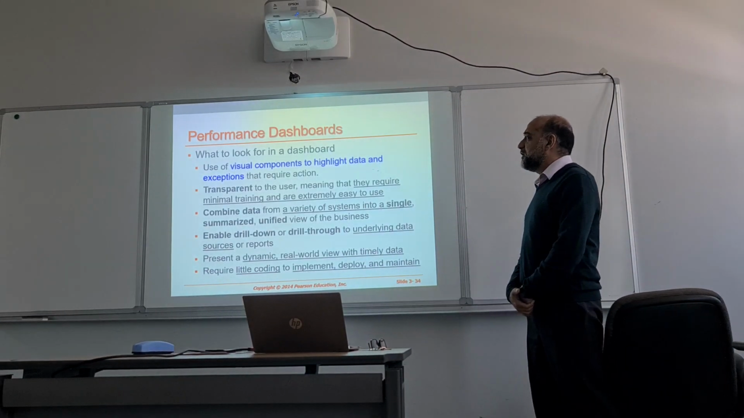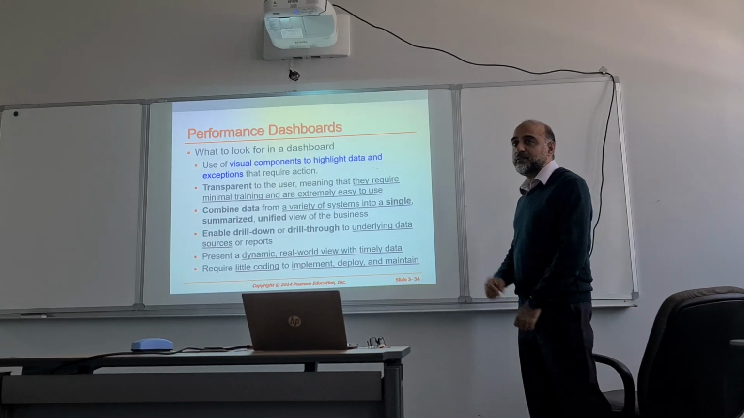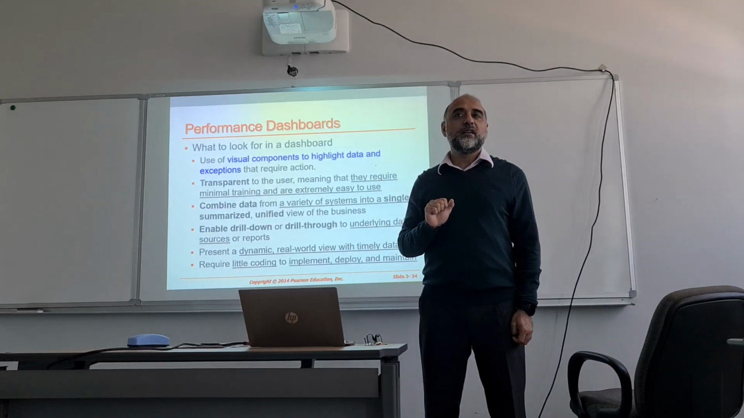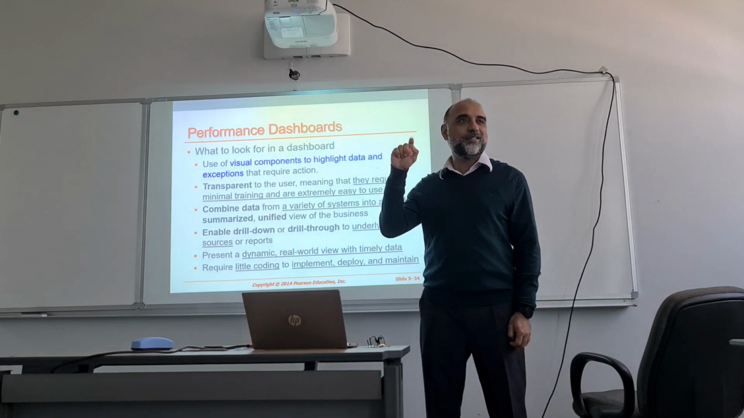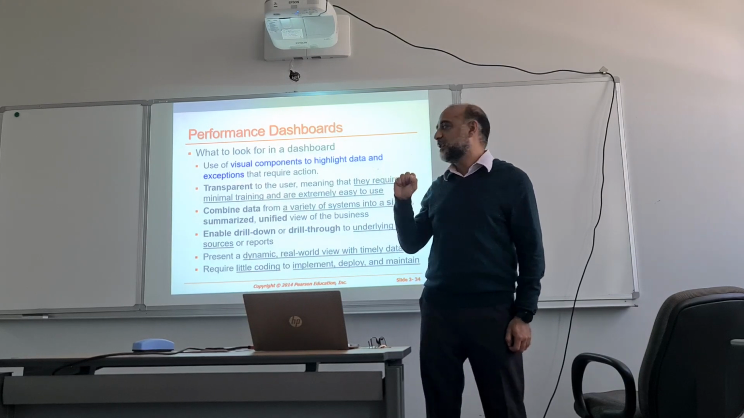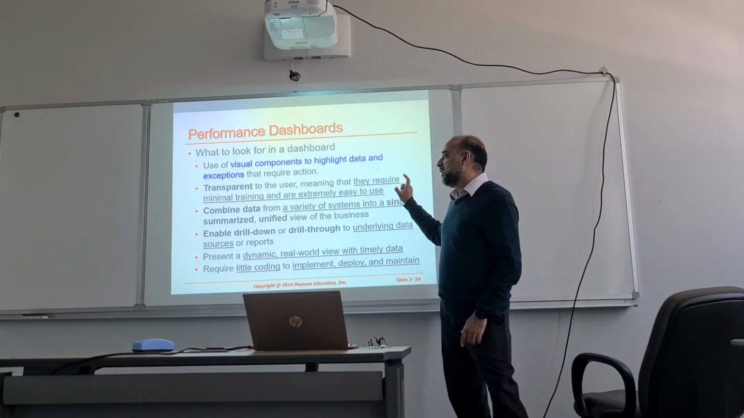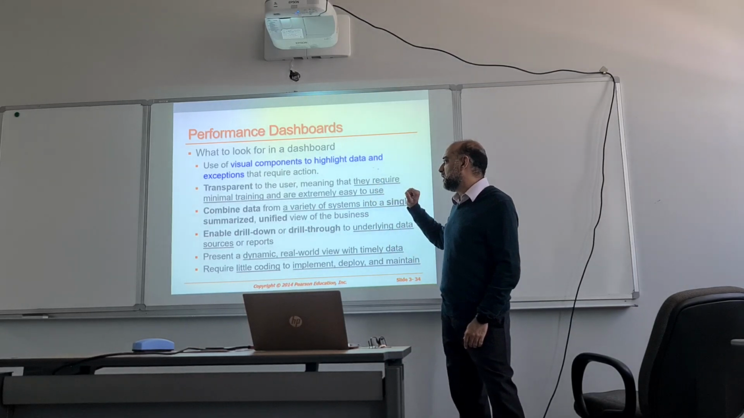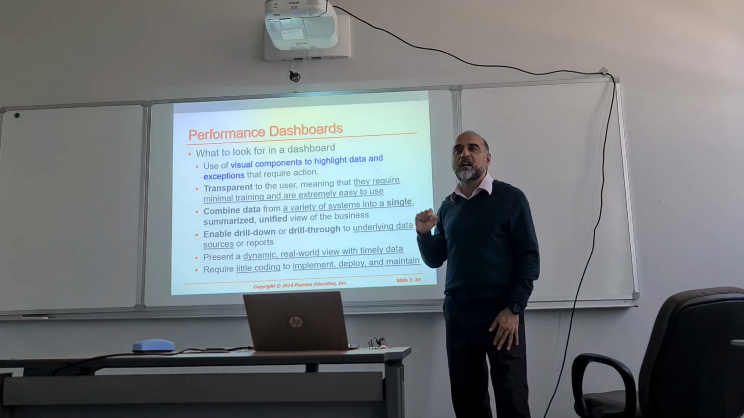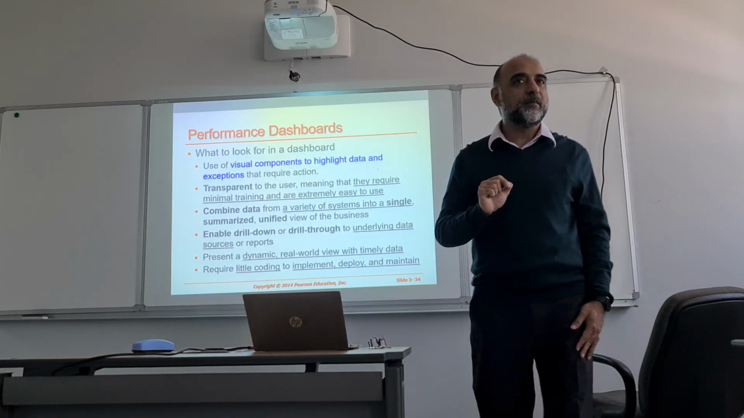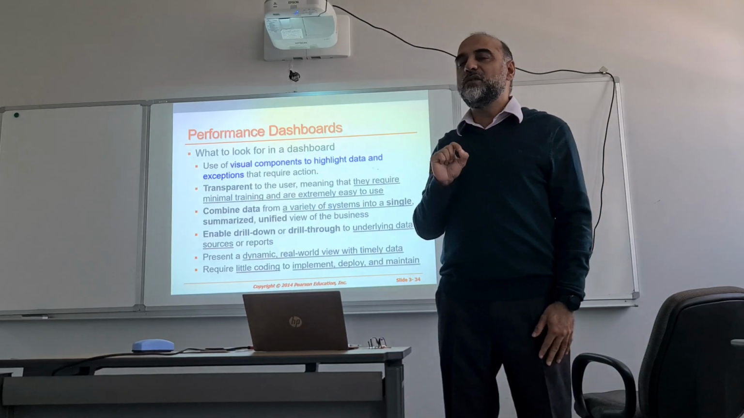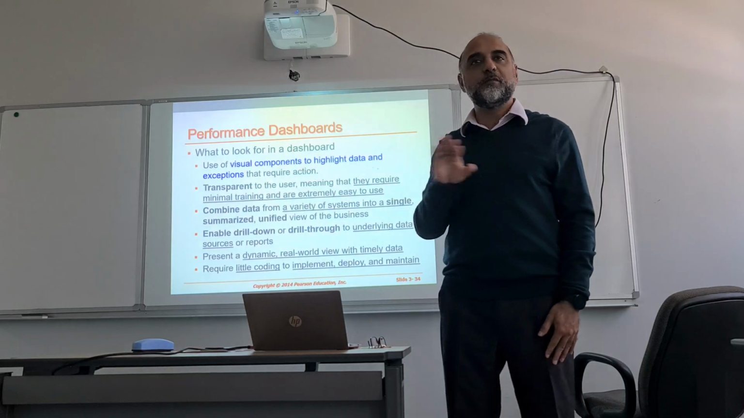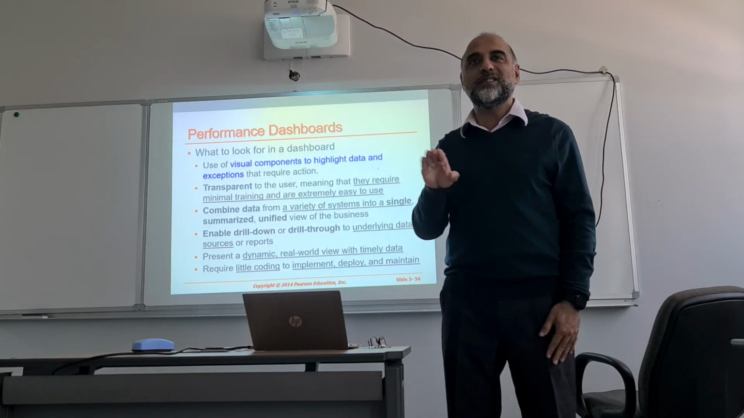So use visual components to highlight data and exceptions. Highlight the data that you need and all other exceptions, meaning those red lights like in your car. An exception means something goes wrong, so it has to be in the right place. Your dashboard must be able to do these things. Number one, it has to be transparent to the user, meaning it has to be designed for people who are not experts in IT. It should not only look fancy, but it should be comfortable for people who are even completely non-IT, non-IS people.